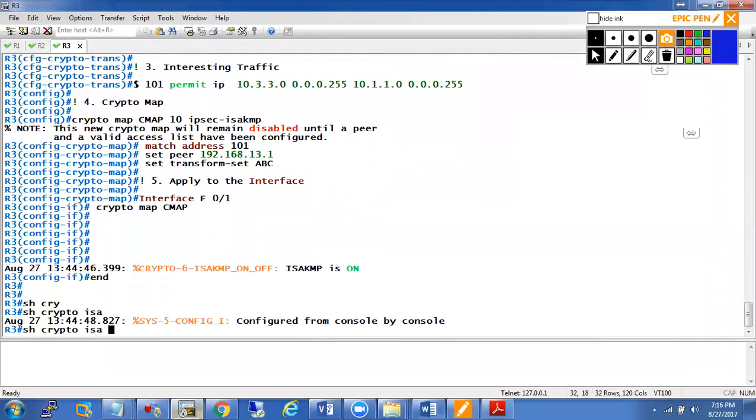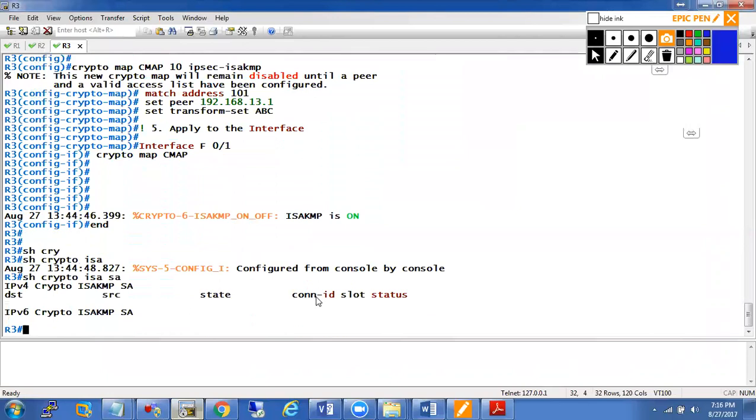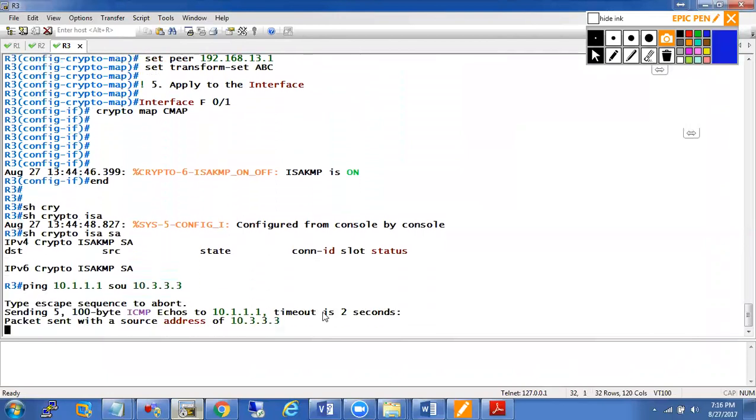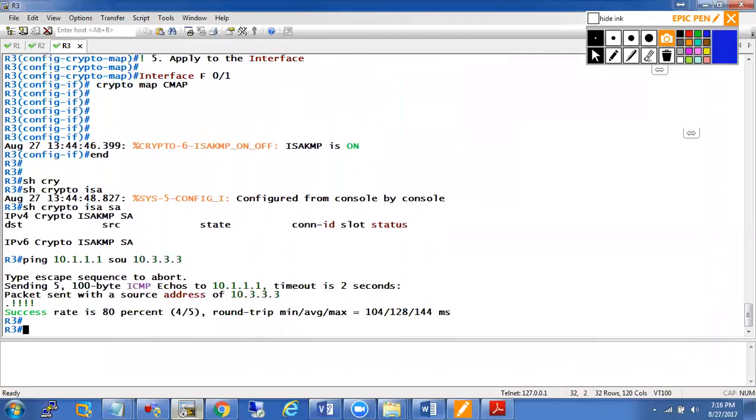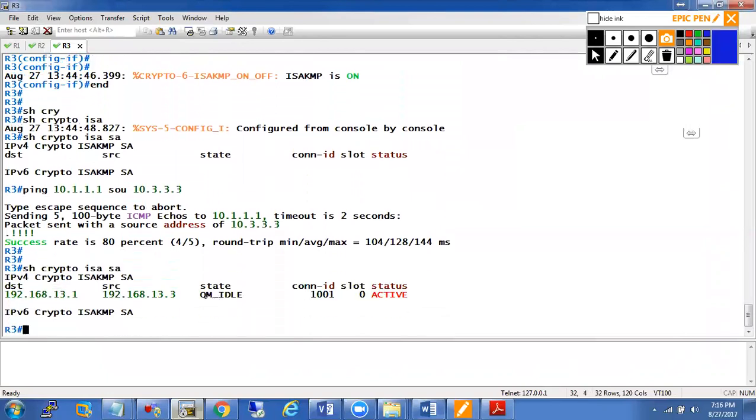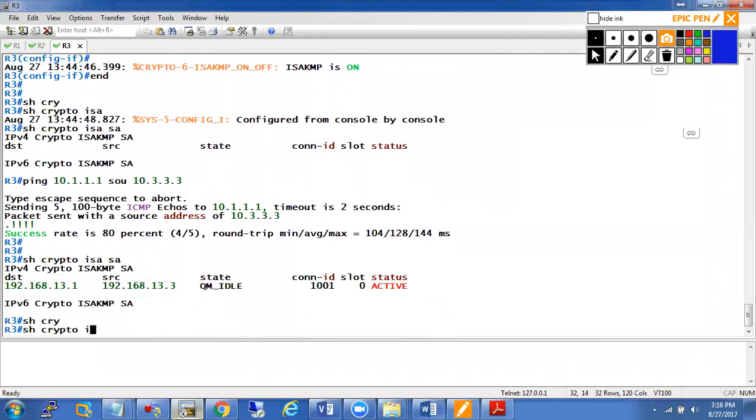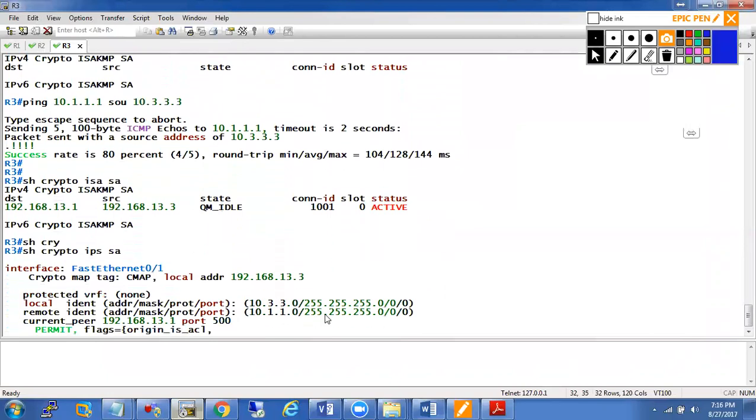Show crypto ISAKMP SA, nothing there. Ping 10.1.1.1, source 10.3.3.3. Boom. That's my phase 1, and this is my phase 2.